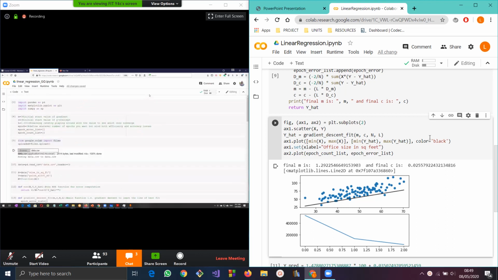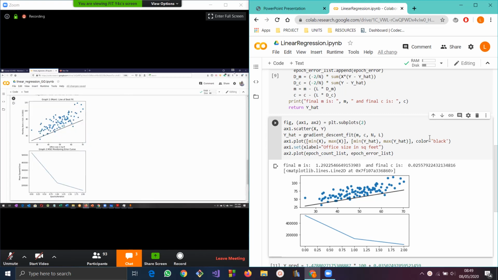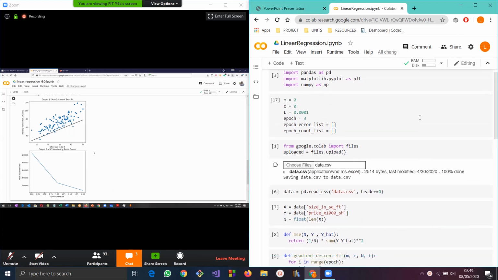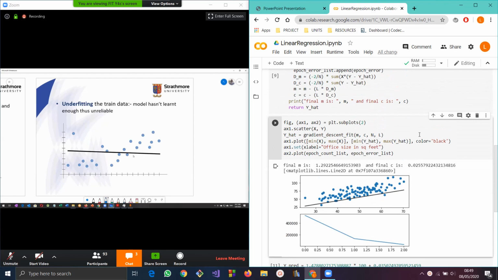We have actually not yet discussed underfitting; I ran this one ahead. So I'll be back here. Back to the notes. Underfitting will have a line that is not our line of best fit. The best way to describe underfitting is to say the model has not learned enough. So it is unreliable.